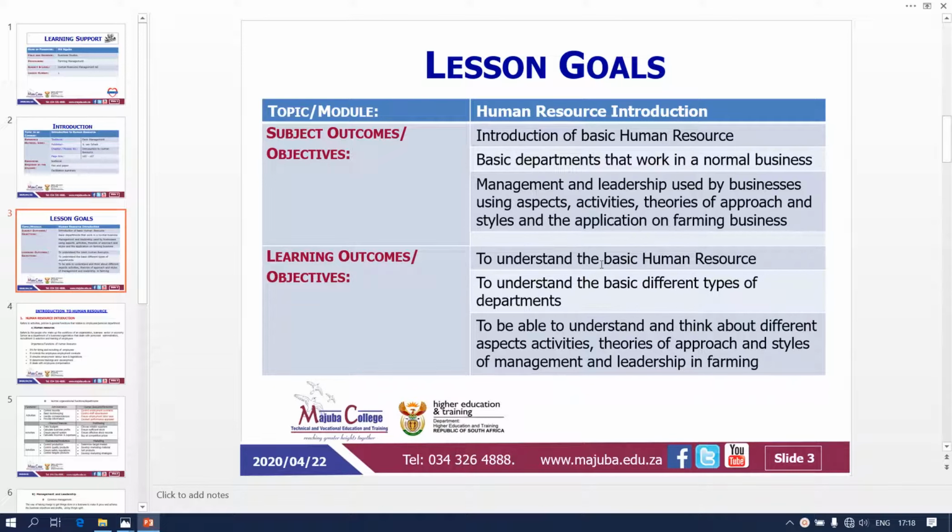So these are our lesson goals. I'm going to introduce you to basic human resource, the basic departments that work in a normal business, and management and leadership used by businesses using aspects such as activities, theories of approach, styles, and other applications in terms of farming. For a student, I need you to understand the basic human resource, the different types of departments, and then to be able to think about the different aspects, activities, theories of approach, and styles of management and leadership also in farming. Let's move forward.